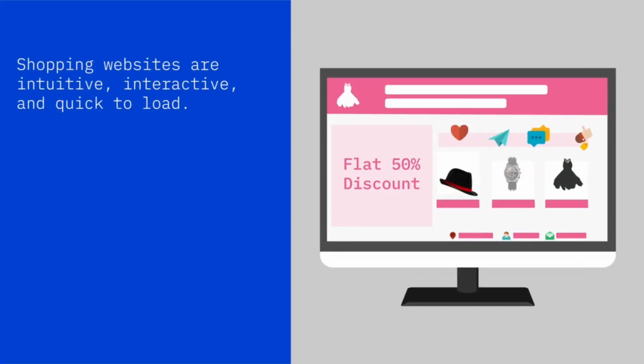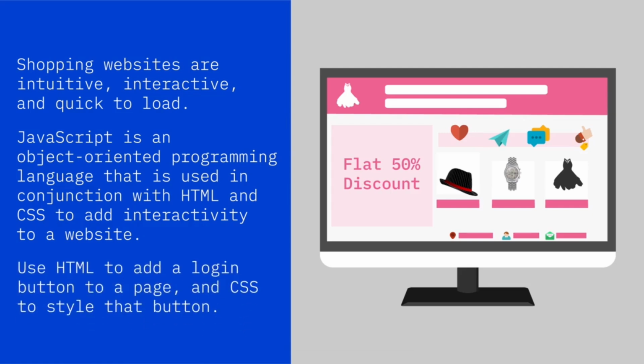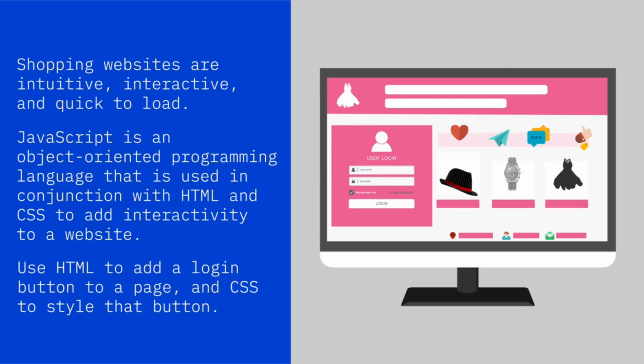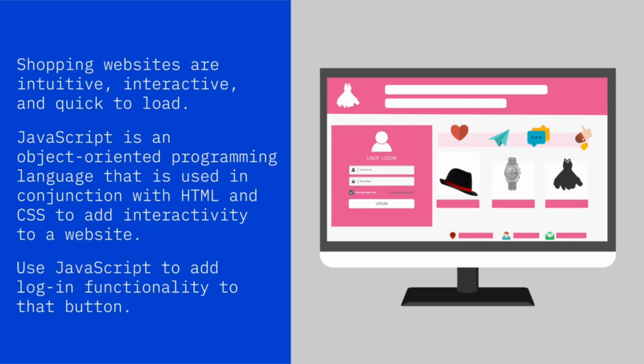Online shopping websites are intuitive, interactive, and quick to load. This is where JavaScript comes into the picture. JavaScript is an object-oriented programming language that is used in conjunction with HTML and CSS to add interactivity to a website. For example, you use HTML to add a login button to a page and CSS to style that button. Then you use JavaScript to add login functionality to that button.